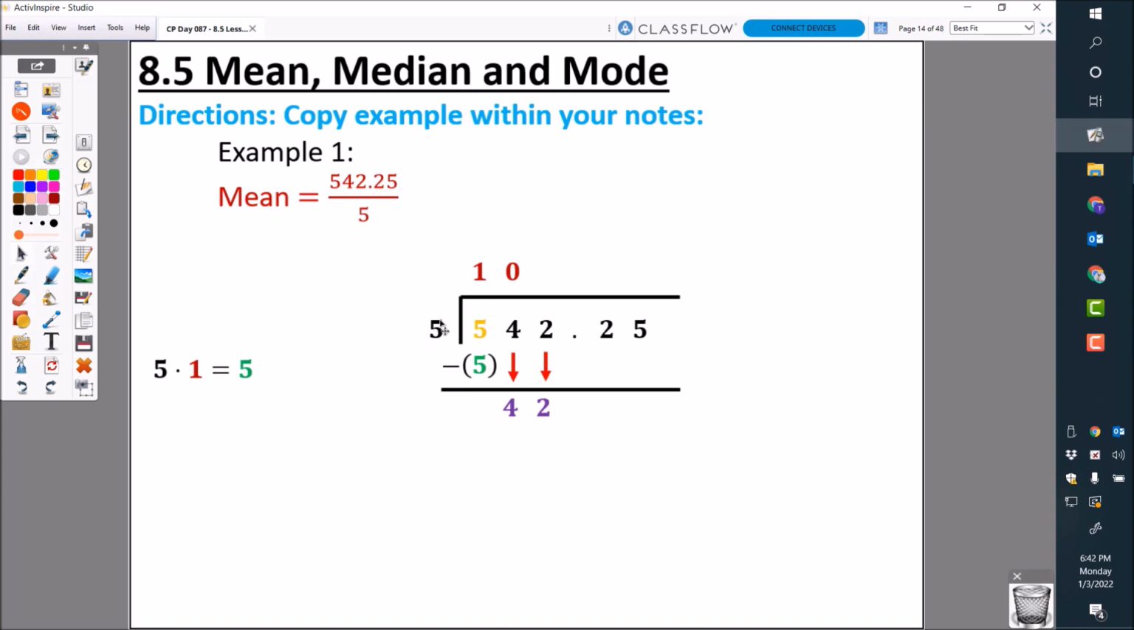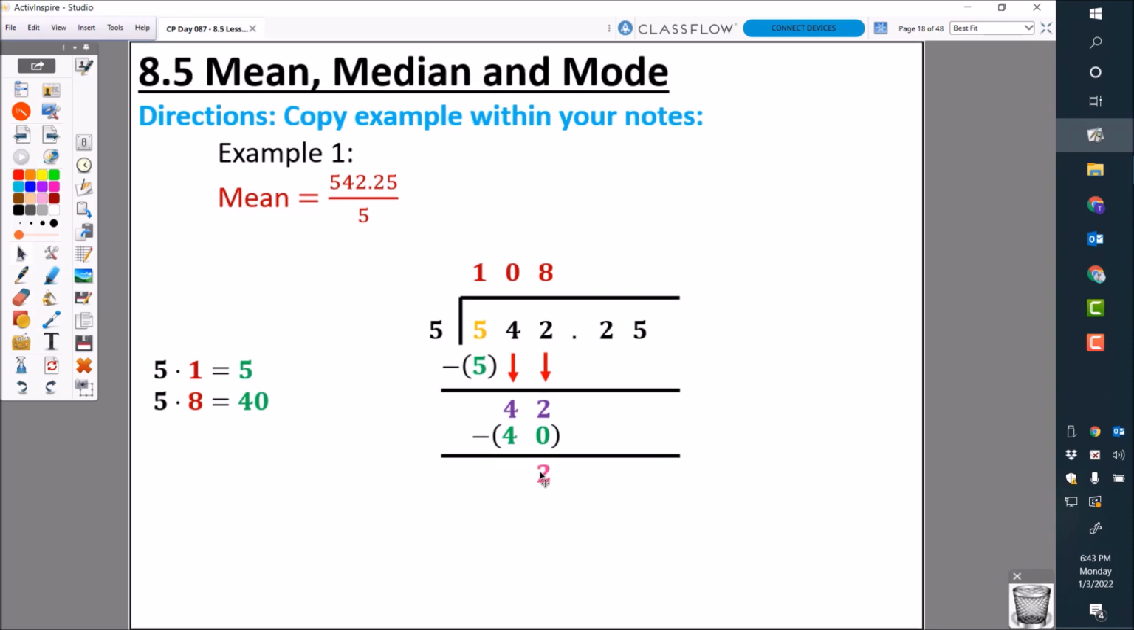So looking at my divisor, 5, I would ask myself, how many times does 5 go into 42? We know that 5 can go into 42 8 times, so we're going to put 8 above the 2. And like I said, make sure that you organize your numbers so that you can have the correct answer, especially when you're working with decimals. So we know that 5 can go into 42 8 times, so we're going to multiply. I would do 5 times 8, this is 40. After I finish multiplying, I'm going to put 40 underneath the 42. And I'm going to subtract. So 42 minus 40, my remainder will be 2.